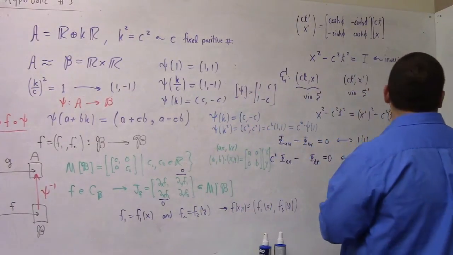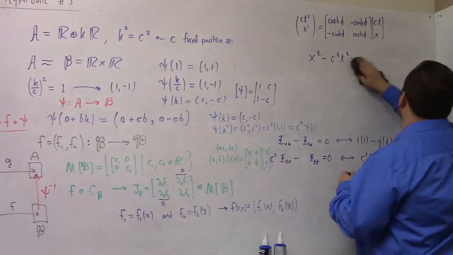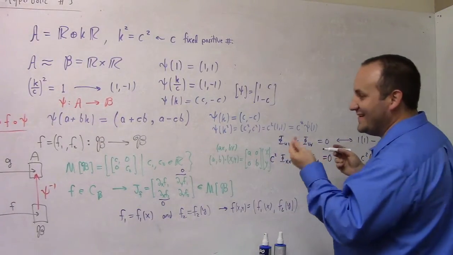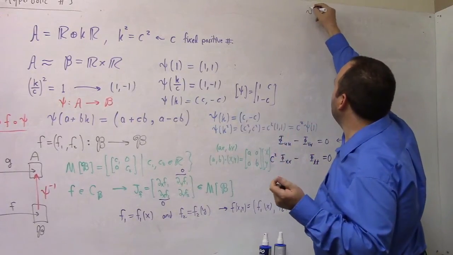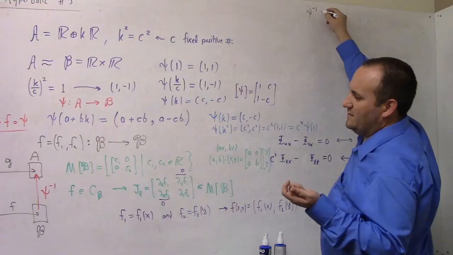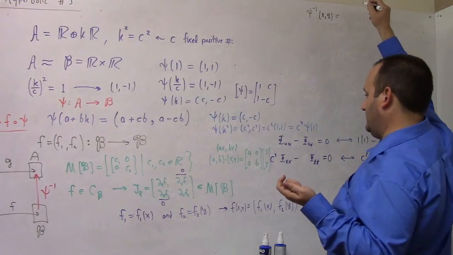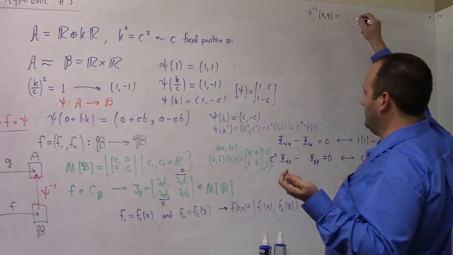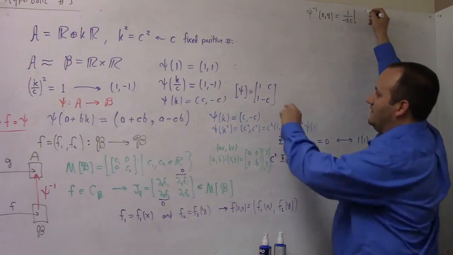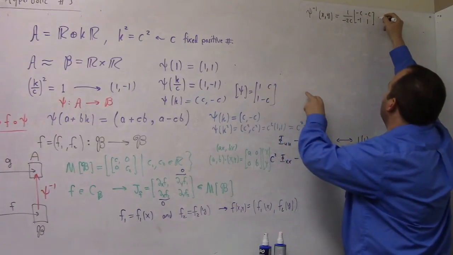What does that mean? I guess we need the psi inverse. Can you tell me what it is, Jess? What's psi inverse of, say, x, y? The matrix inverse is just going to be minus c, minus 1, 1, right? So 1 over minus 2c, divided by the determinant, and then flip them: minus c, a little bit more exciting this time, and then minus c, minus 1.